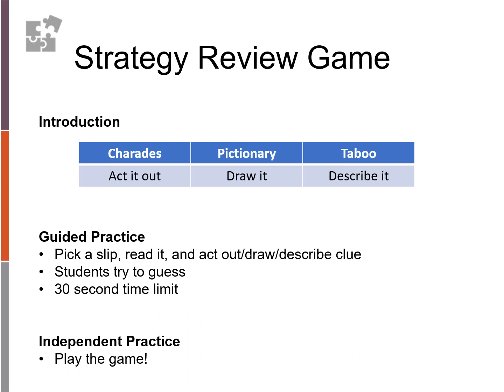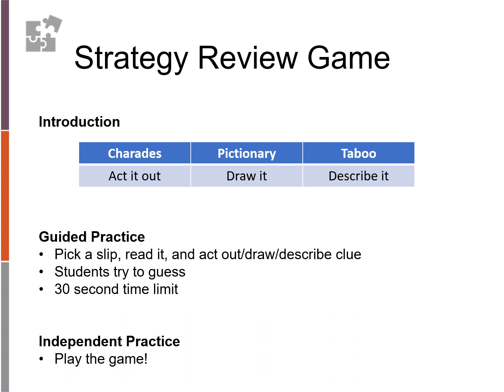The student will have 30 seconds to act it out, draw it, or describe it. Then all the team members will try to guess the clue. Students will have access to a list of strategies in their student book to help them guess. If the team guesses correctly, they will earn a point. If not, the other team will have a chance to guess and earn a point. Each team will play 5 rounds of clues.